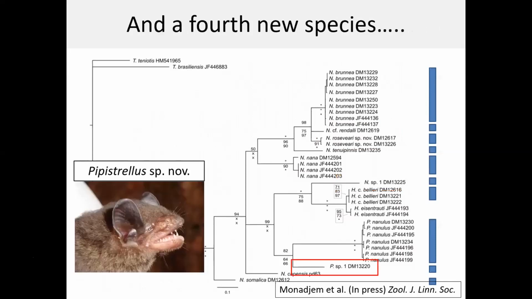And the fourth one, it's been accepted and should pretty soon, I hope. It's a new species of Pipistrelle. So, just to summarize, out of 10 Pipistrelle species on Mount Nimba, 4 of them were completely new to science.